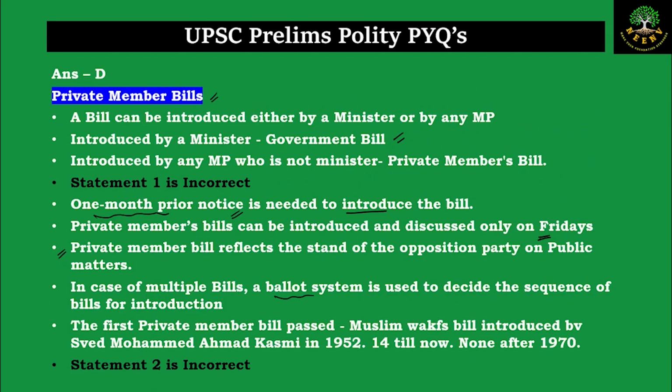That is incorrect, because it was in 1952 that the first private member bill was introduced and passed, the Waqf Board bill introduced by Muhammad Ahmad Kazmi in almost 1952. As of now, we have 14 private bills which are passed, and none of the private bills were passed after the 1970s. So no recent bill was introduced. Also, no recent bill was introduced for the first time, because for the first time it happened in 1952, and after 1970 we didn't pass any private member bill. Hence statement 2 is also incorrect.